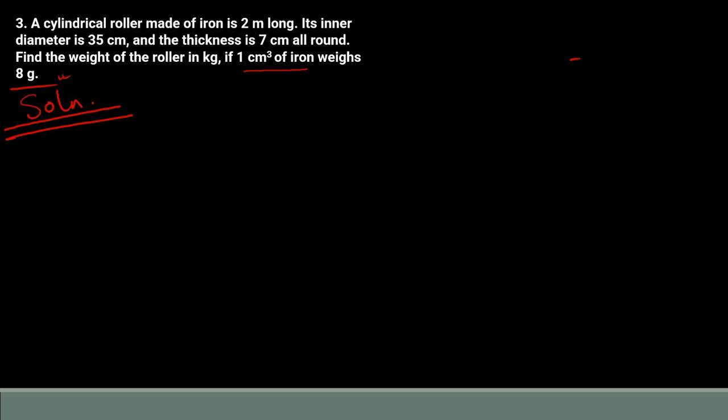Because 1 centimeter cube weighs 8 grams, so let's say you have x centimeter cube, then how much will it weigh? 8 times x, that much gram it will weigh. So you have to divide by 1000 to get it in kg. Just unit conversion. So we have to find the volume first. That's our first task. The cylindrical roller made of iron is 2 meter long.